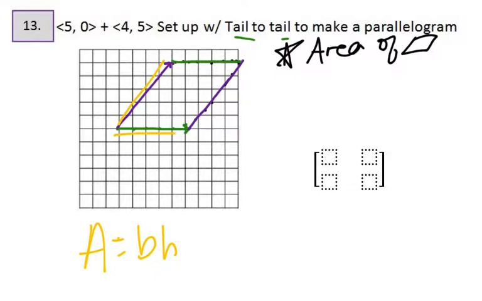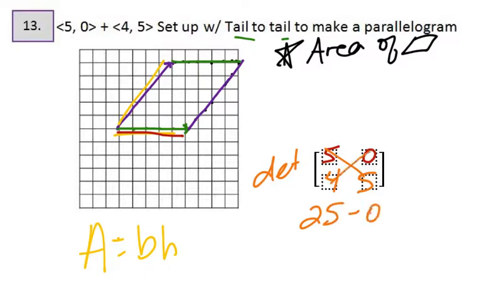So we can just take that 5, 0. It doesn't really matter what order you do this in. We're going to make a matrix out of it, so 5, 0. And then we're going to take the other vector and put that in, 4, 5. And all you have to do is find the determinant. So 5 times 5 is 25 minus 0, which is 25. And remember, area always has to be positive, so the area of this parallelogram is 25.